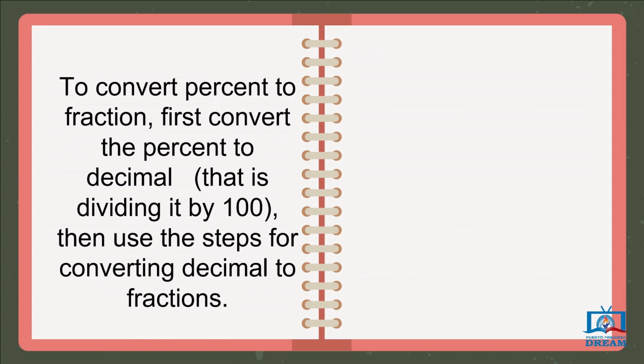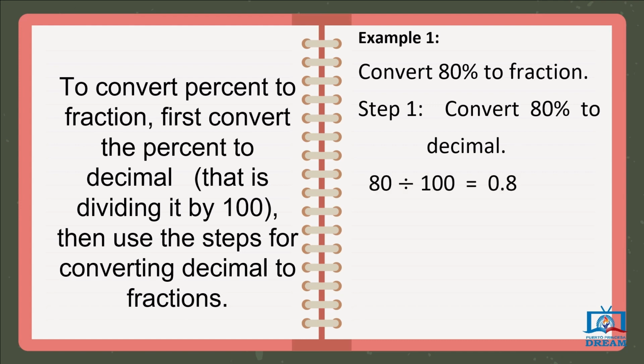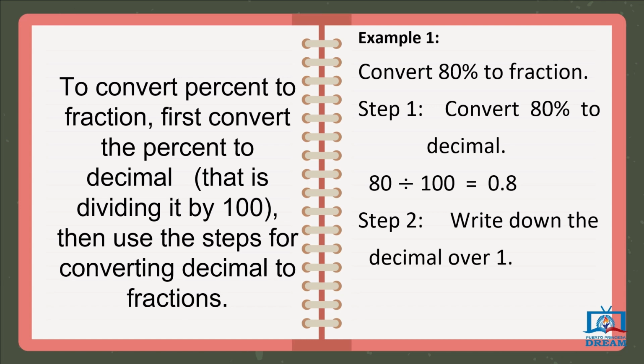To convert percent to fraction, first convert the percent to decimal, that is, dividing it by 100, then use the steps for converting decimals to fractions. Example number 1. Convert 80% to fraction. Step 1. Convert 80% to decimal. So we have 80 divided by 100 is 0.8. Step 2. Write down the decimal over 1. So we have 0.8 over 1.